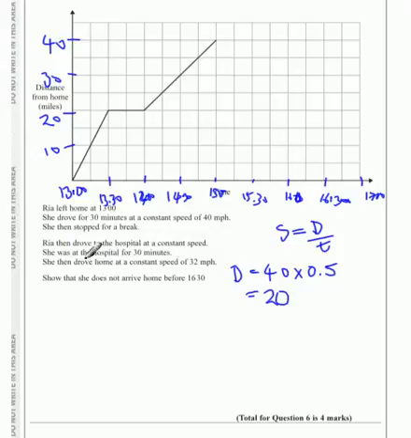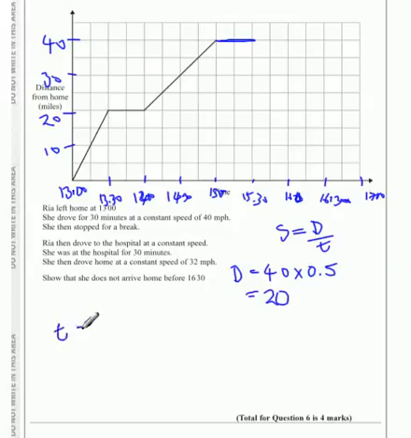So we can see that at 3 o'clock when she arrived at the hospital, she was 40 miles from home. Okay, she was then at the hospital for 30 minutes. So we can put that in on our graph. That's going to be a straight line up until 3:30, and then drove home at a constant speed of 32 miles an hour. So we're going to work out the time there.